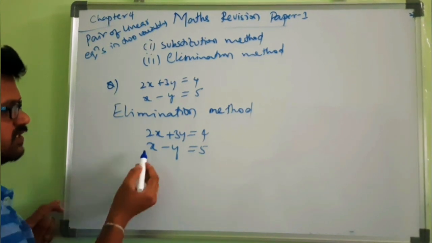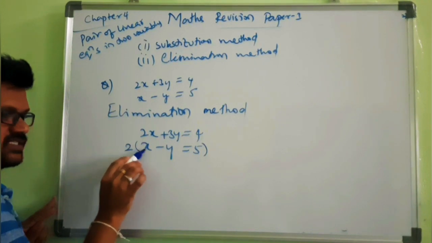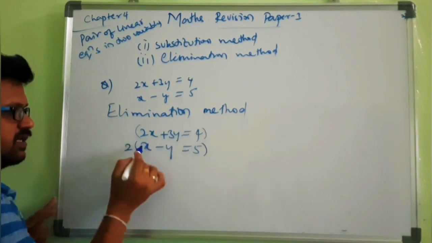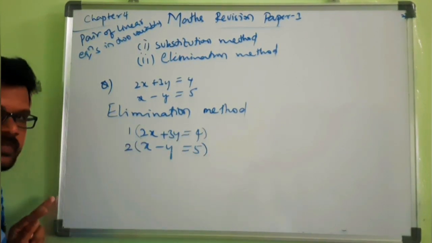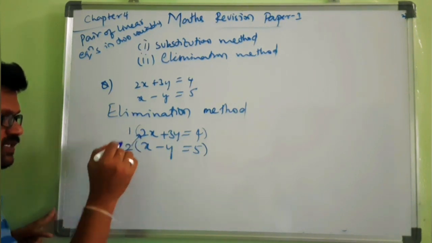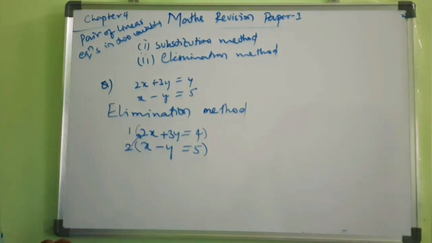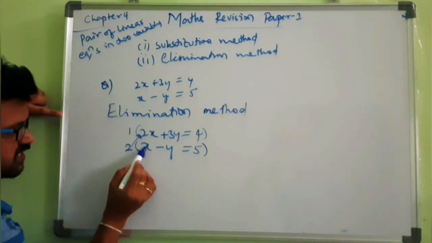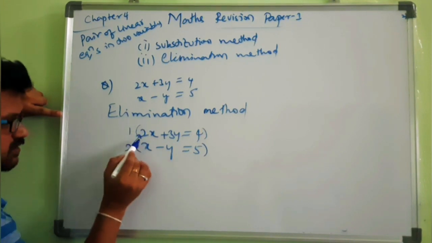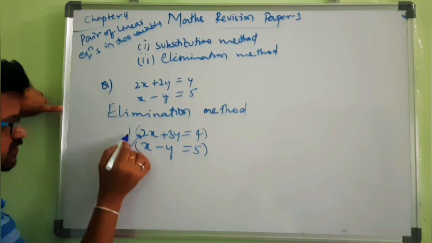So what I am doing is, if I multiply the second equation with 2, we get 2x. Here already 2x is there. Here the x coefficient is 1. It means the second equation is multiplied with the first coefficient and the first equation is multiplied with the second coefficient. Here the second coefficient is 1, so multiply the first equation by 1. Here the first coefficient is 2, multiply the second equation by 2.